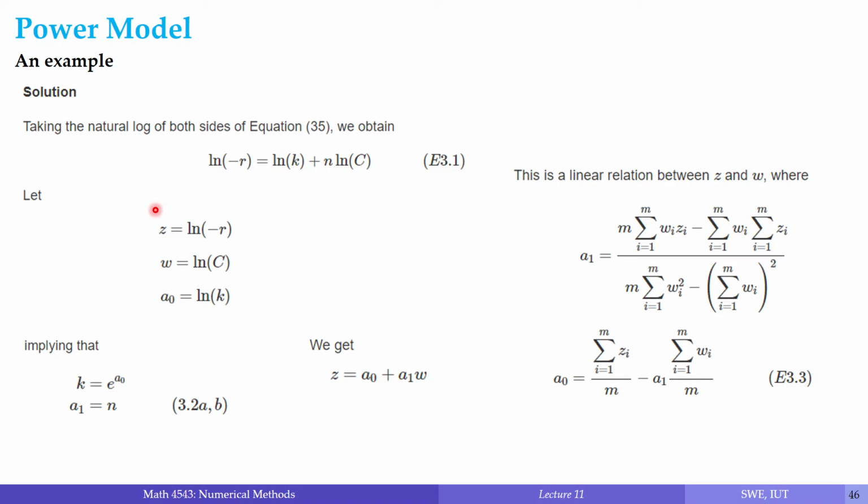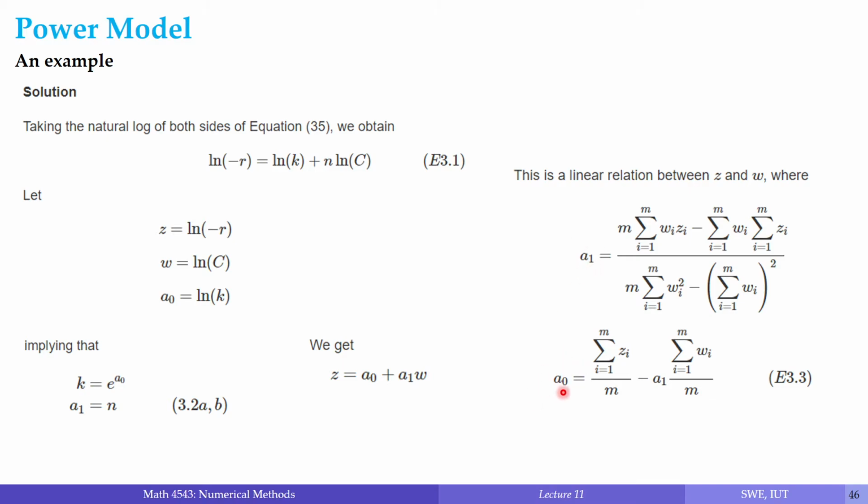So we know the relations z equals ln(-r), w equals ln c, and a naught equals ln k. Now, if we find the value of a naught and a1, the corresponding linear regression line looks something like this: z equals a naught plus a1 w. If we apply the formulas of a1 and a naught, which we derived in lecture 10, we'll find the values of a1 and a naught respectively.